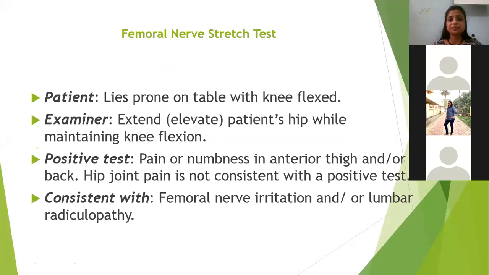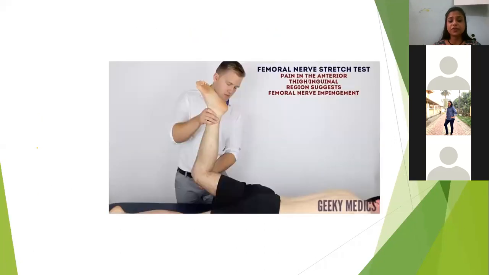Femoral nerve stretch test. Make the patient lie prone on the table with the knee flexed. Extend the patient's hip while maintaining the knee flexion. When you extend the patient's hip, there will be pain or numbness in the anterior thigh. You are stretching the nerve when you bring the upper thigh upward, extending at the hip. So it shows there is a hip joint pain or femoral nerve irritation or lumbar radiculopathy. Like this, you have to extend it up.